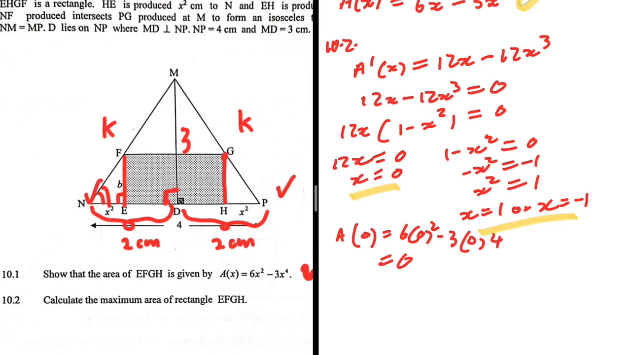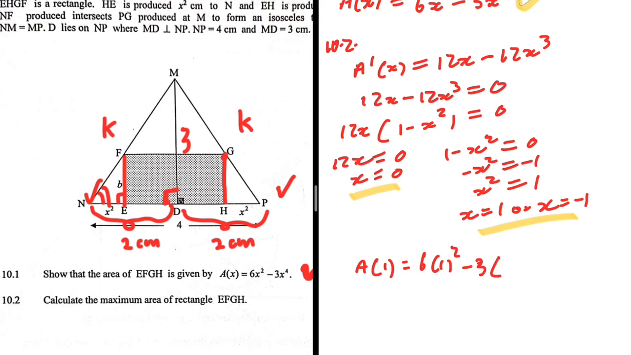I don't think that will be our maximum. Rather, it can be our minimum. Okay, so when you substitute x is equal to 0, we get 0. Let's substitute x is equal to 1, which will give us the same answer as x is equal to minus 1. So when x is 1, 6 times 1 squared minus 3 times 1 to the power 4. So 6 times 1 squared is 6, minus 1 to the power 4, that is just 1, and then we get 3 centimeters squared.